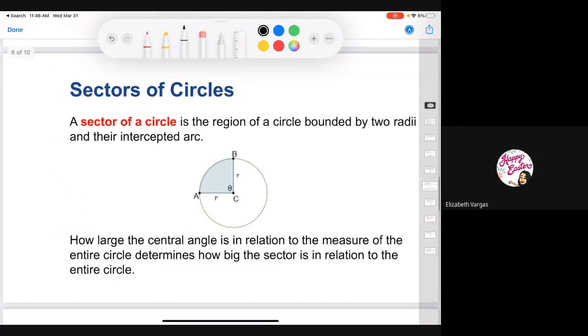Okay, now we're going to get into sector of a circle. So a sector of a circle is basically us having to find the area, but of just part of the circle. So we're not finding the area of the entire circle, we're just finding the area of that specific sector of the circle. A sector of a circle is the region of a circle bounded by 2 radii and 1 intercepted arc, which is pretty straightforward. Here we have our 2 radii. And here we have our intercepted arc. And so the area of the sector would be that area that's shaded in.